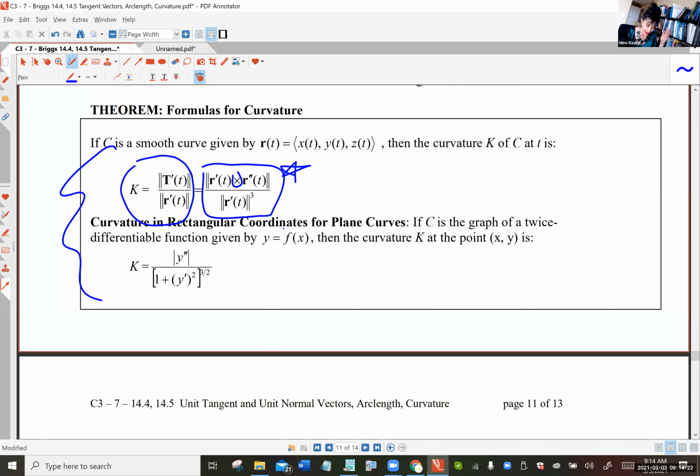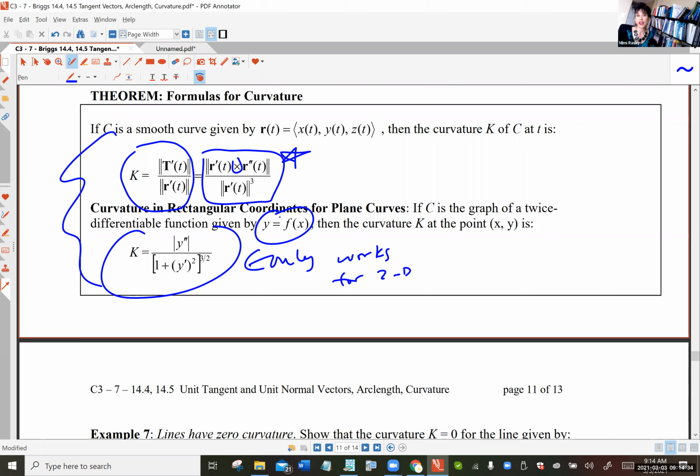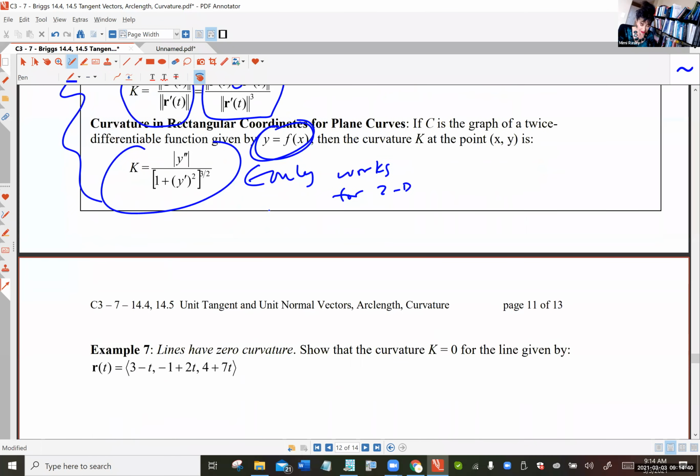This one only works for 2D, and it's a very special 2D. You have to have your position function, if you will, not a vector valued function. It's just a function of x. And you can find curvature that way. Not as versatile a formula. Okay, let's go do some curvature problems.